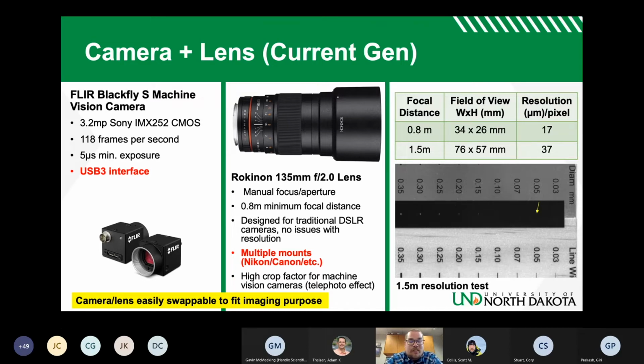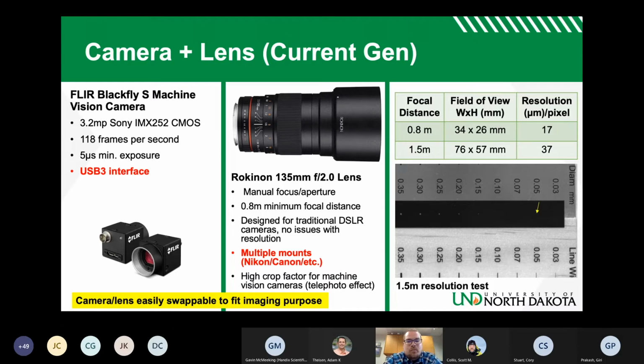It has an easy interface. If you get into some of the more fancy machine vision cameras, they use all sorts of fancy links between computer and camera that make things more expensive. So I'm just using something that uses USB 3. I think everyone has experience with that interface.